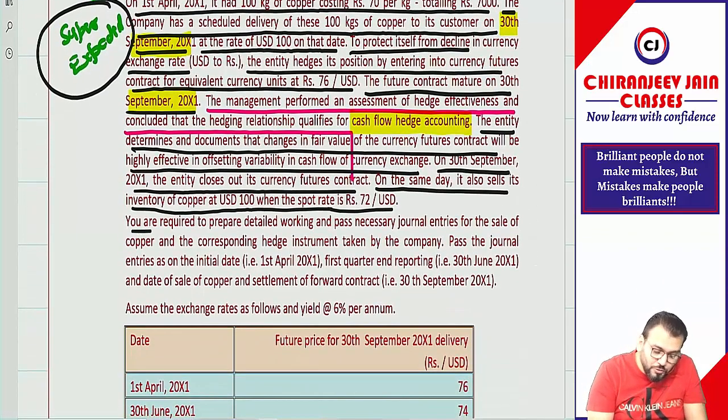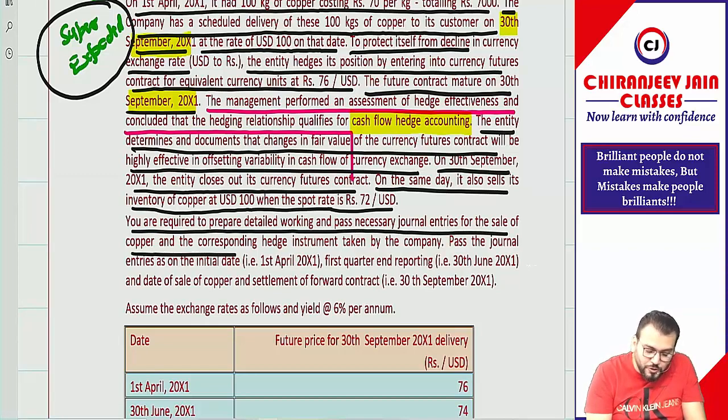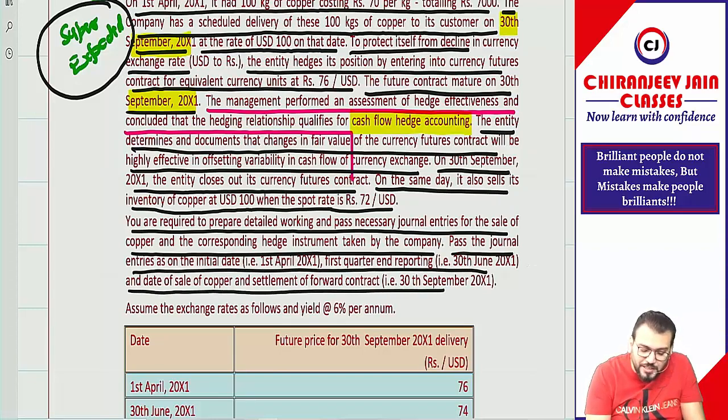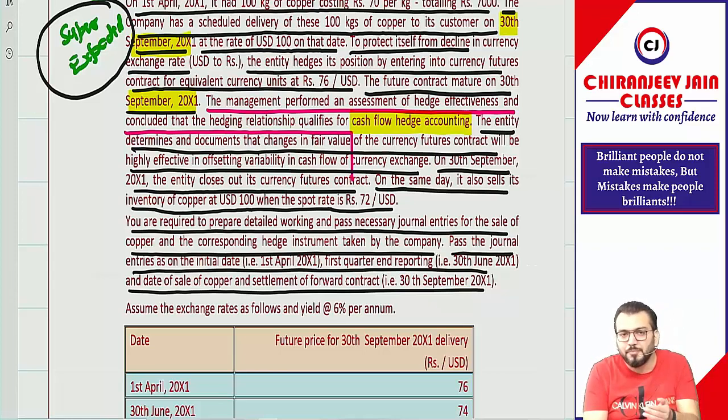You are required to prepare detailed working and pass necessary journal entry for sale of copper and corresponding hedge instrument taken by the company. Pass the journal entry as on the initial date, first quarter reporting 30th June, and the date of sale of copper and settlement of forward contract on 30th September 2001. Means they are saying that we prepare financial statements on a quarterly basis. So each quarter end will be a reporting date.